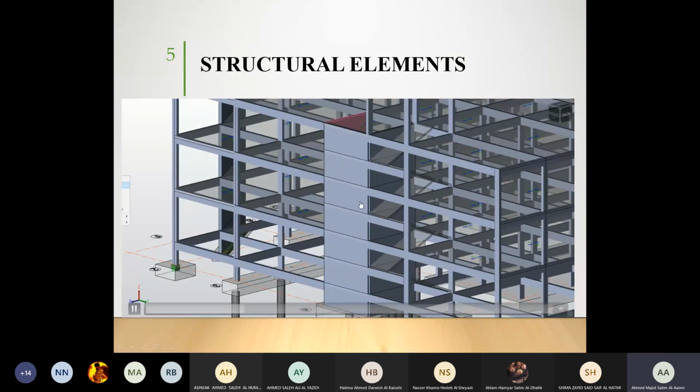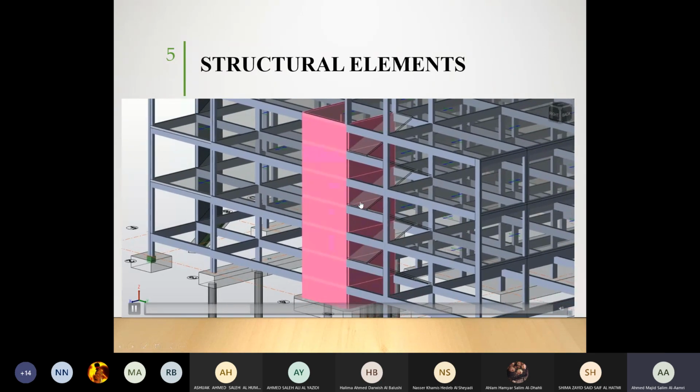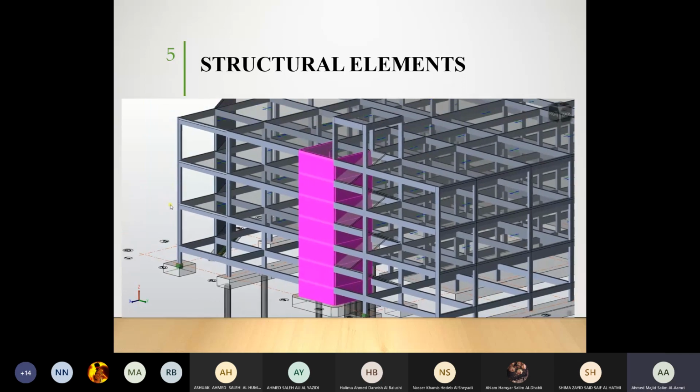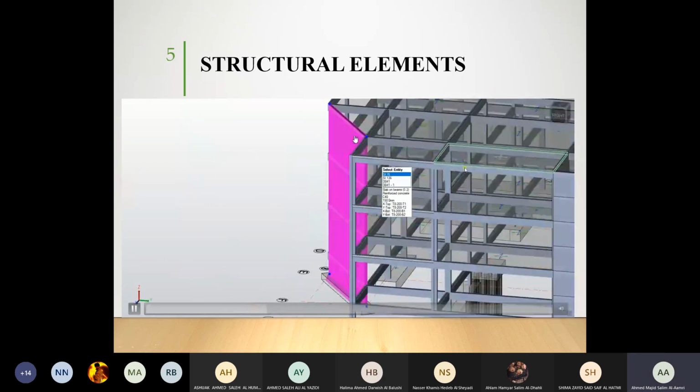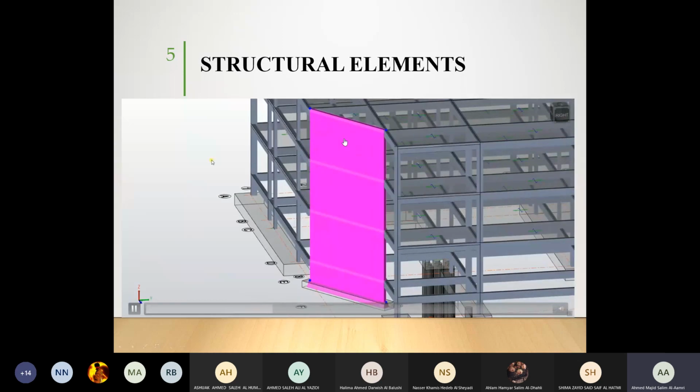Whenever there is a combination of walls, we call it a core wall. A very good example of a core wall is always going to be your lift. A lift is a combination of shear walls. Whenever it's a combination, we call it a core wall. Another example of a shear wall is this one. So this is a single wall, which we call a shear wall. And then we have different elements as well.